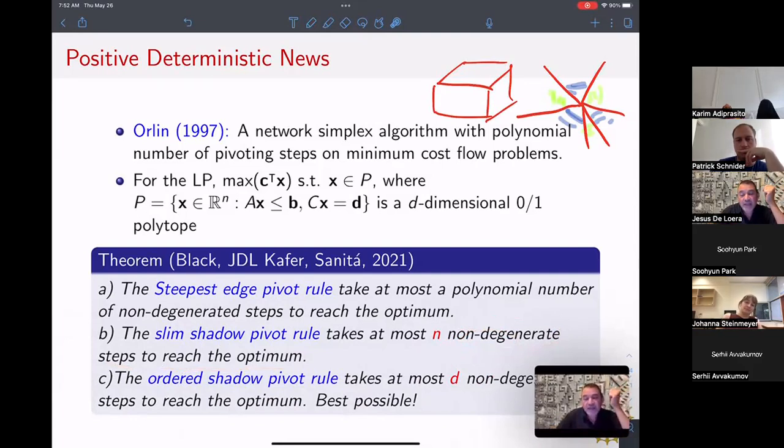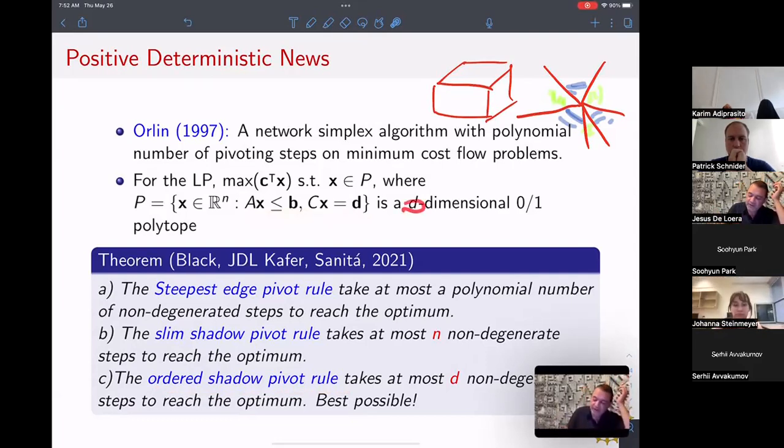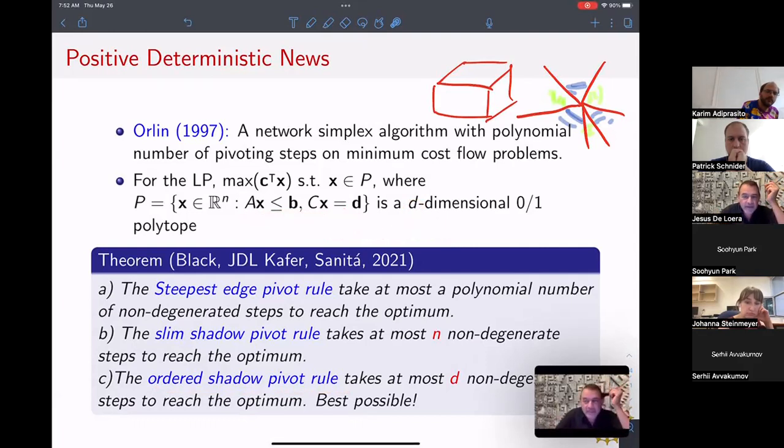And we even have an even better pivot rule called the ordered shadow vertex pivot rule that tells you just the dimension of the polytope many steps, because you see the number of variables may be bigger than the dimension, right? If you have a polytope of dimension d, and you have n variables, n is the number of variables. d is typically much smaller than n. Okay. So these are pivot rules that are modifications of the shadow vertex pivot rule that I showed you before.